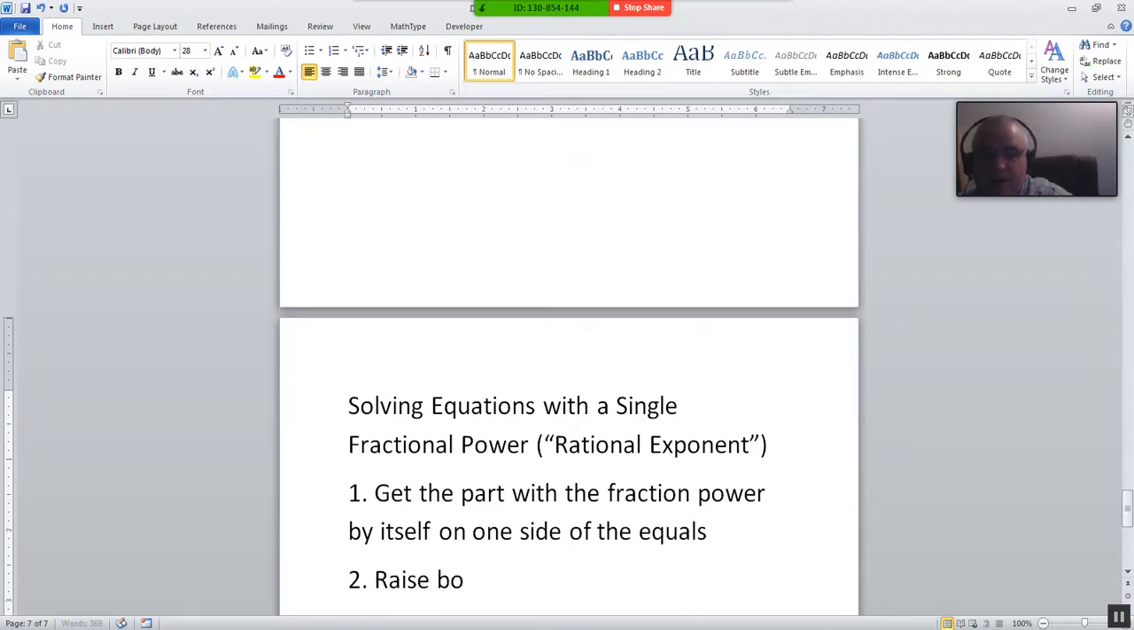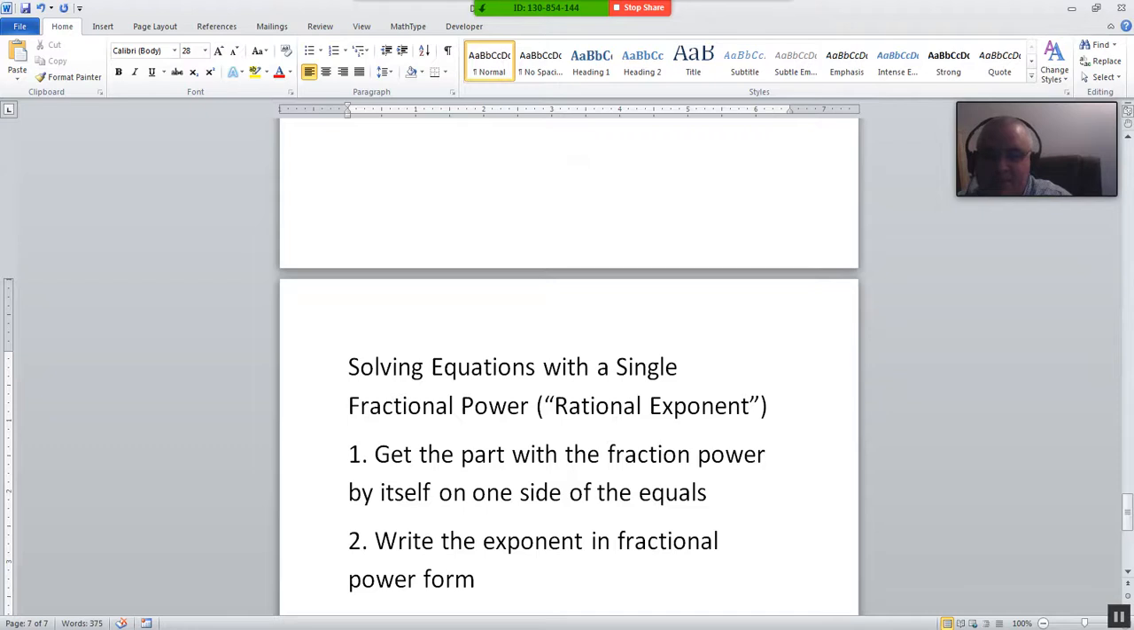Step 2, write the exponent in fractional power form. It may not be as a fractional power at that point. So you may have to put it into a fractional power. I might be saying, well, yeah, but you said solve equations with a single fractional power. Well, we'll talk about that.